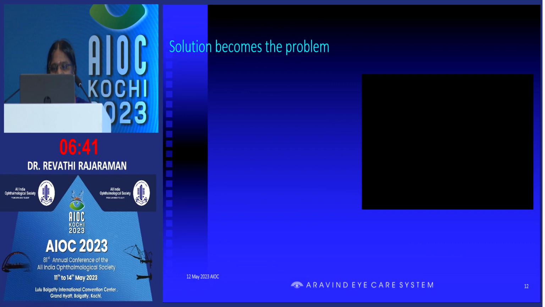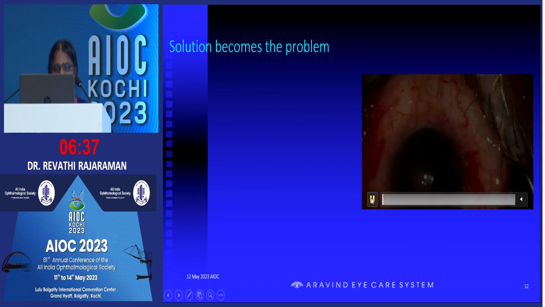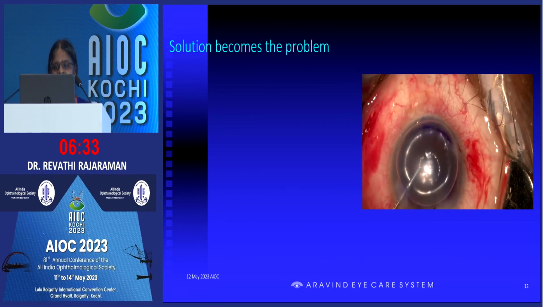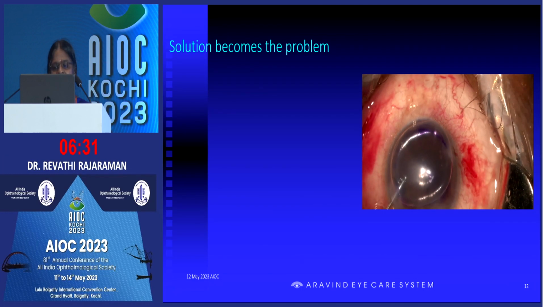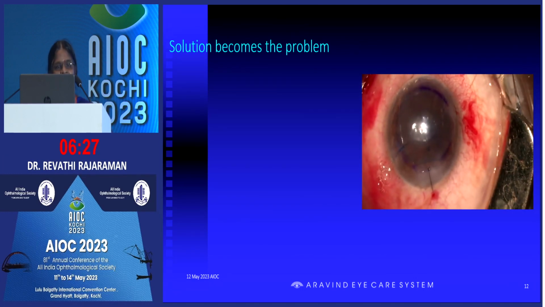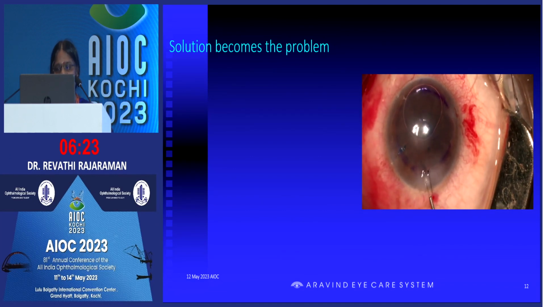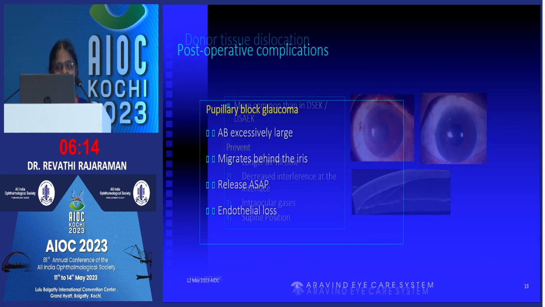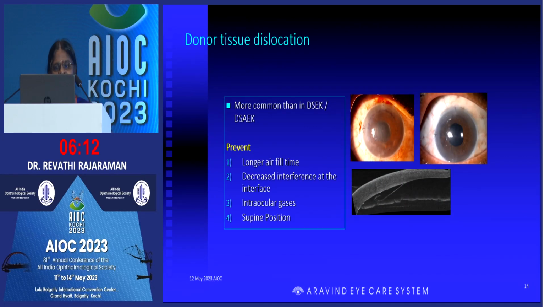And sometimes a large PI can be a big problem. I have shown this video previously also. If you inject, the air can go through the PI posteriorly, so that can be a big problem. So nowadays I try to avoid a very large PI. Sometimes there are even reports that you can do cases without a PI. Among the postoperative complications in the initial period, of course, pupillary block glaucoma we have to keep in mind, and the air bubble has to be released as soon as possible.